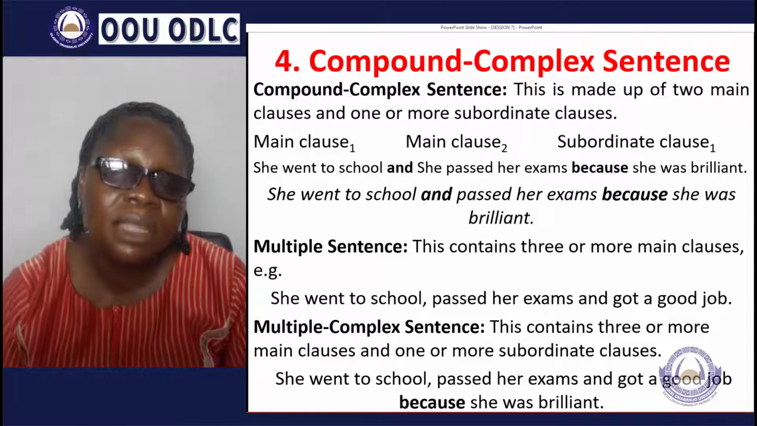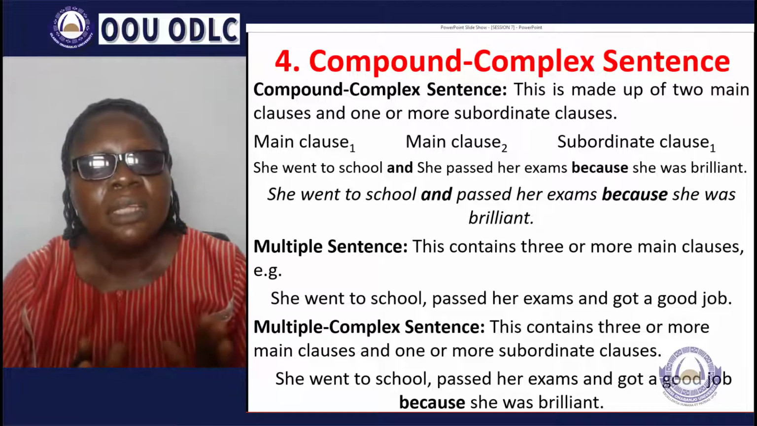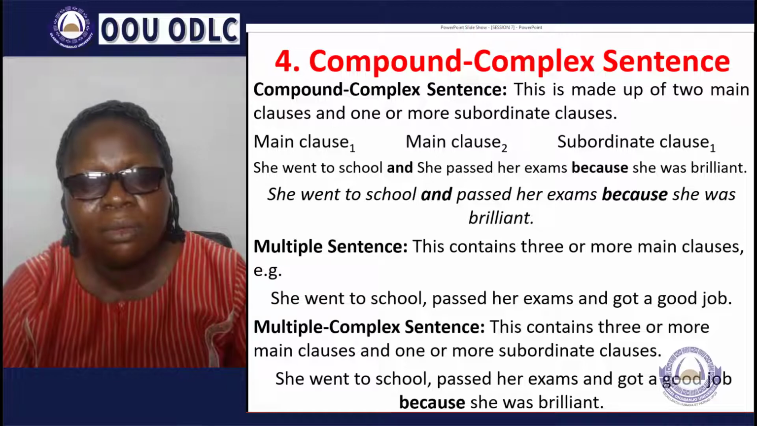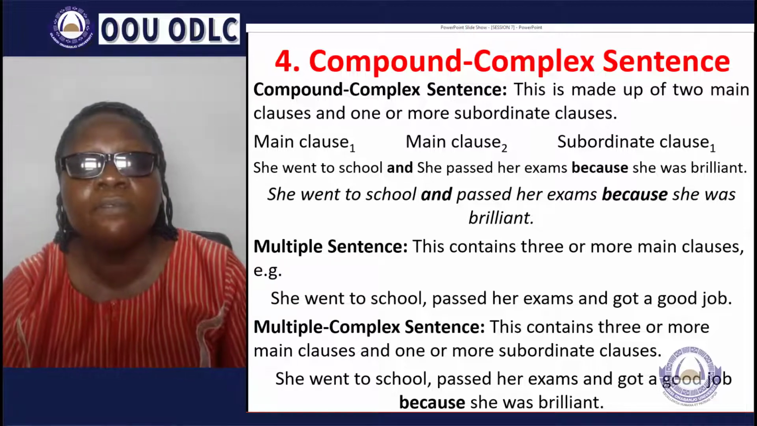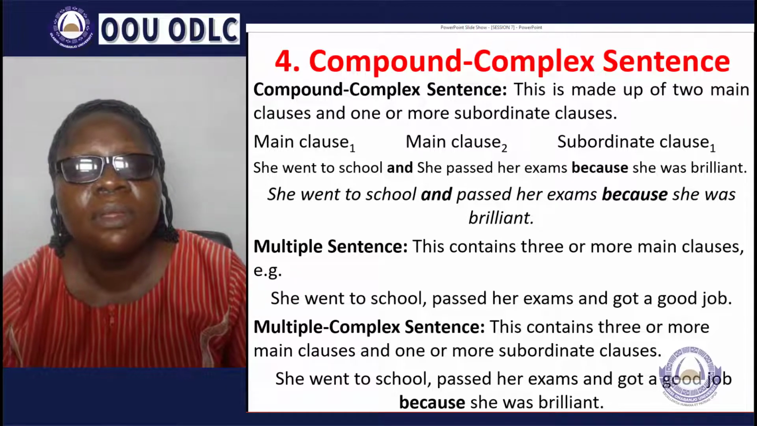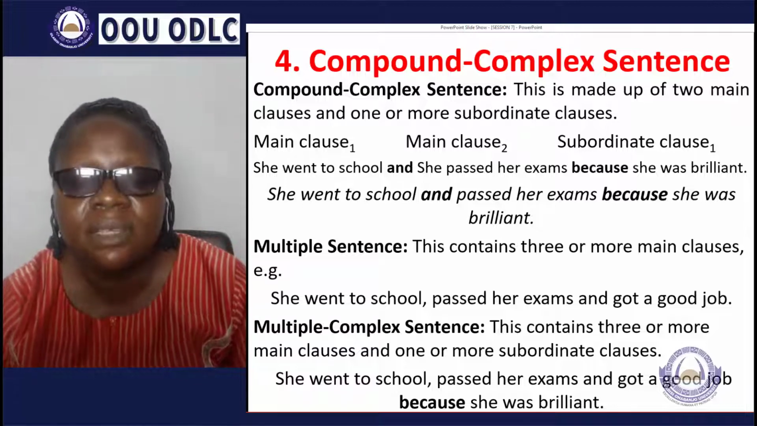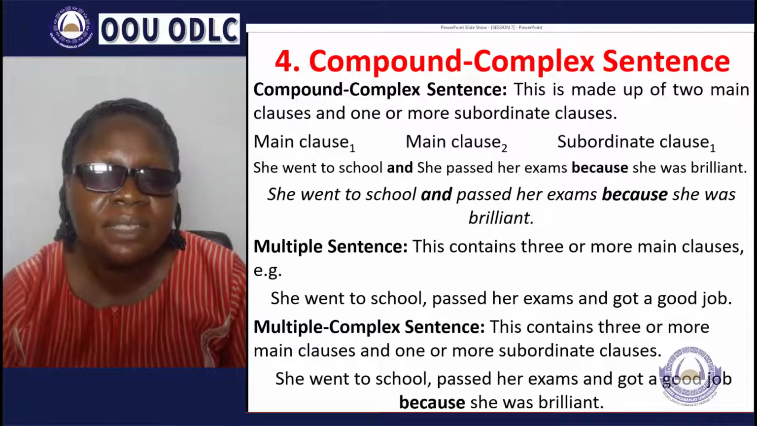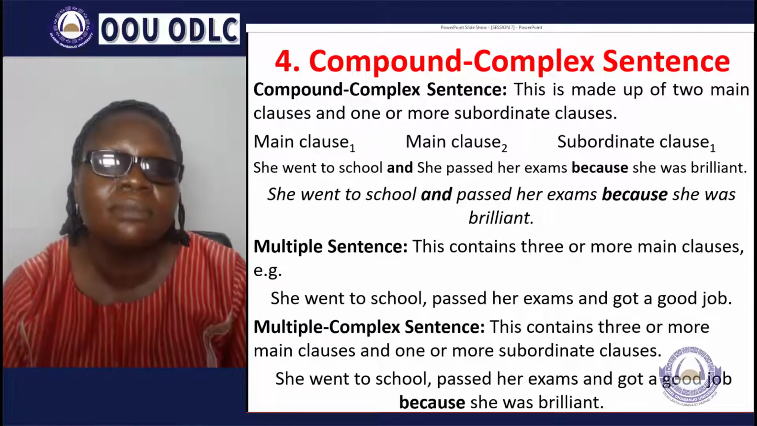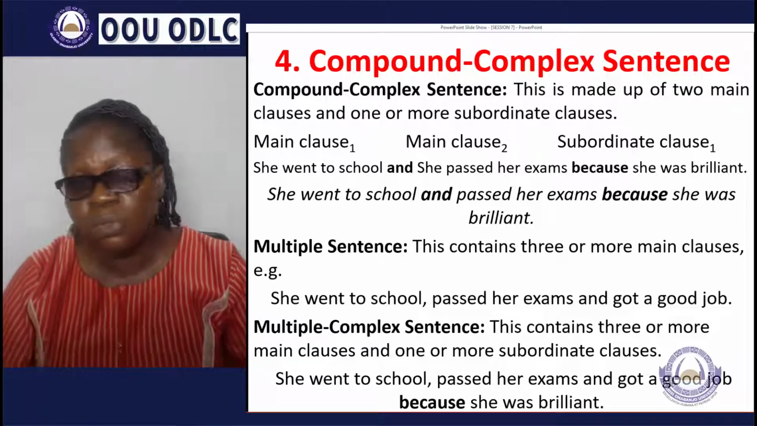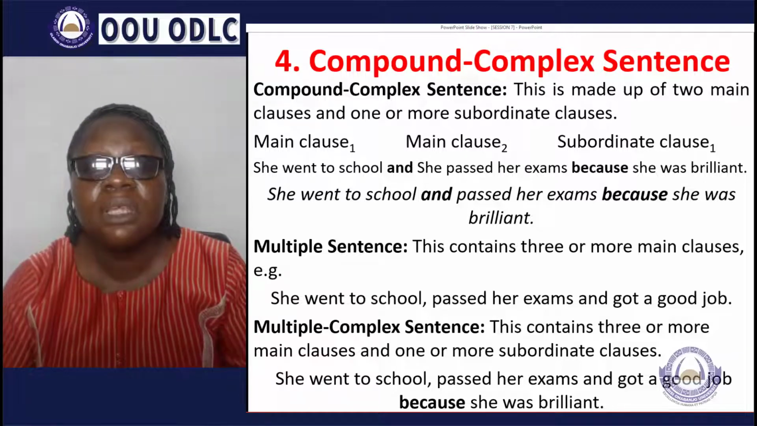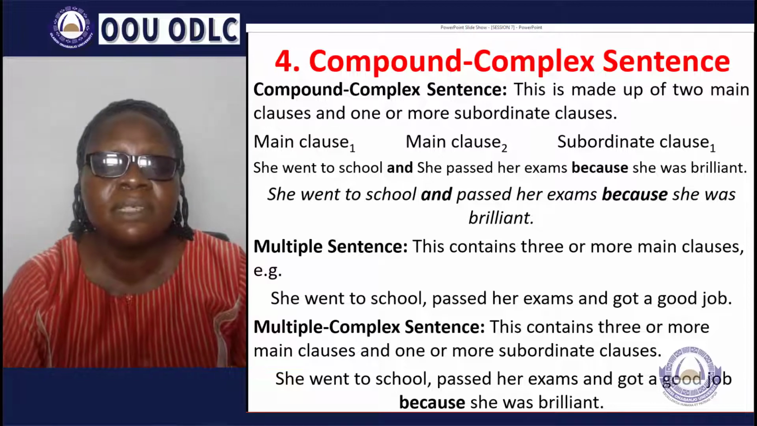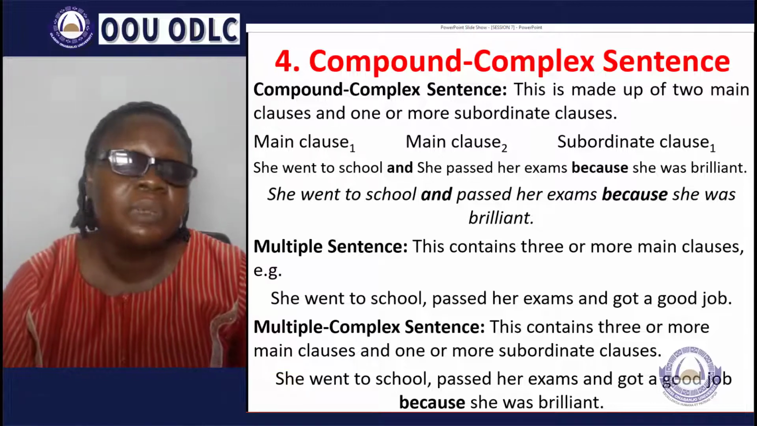The sentence, she went to school and passed her exams because she was brilliant, is a very good example of a compound complex sentence. This part, she went to school and passed her exams, takes care of the compound aspect of the sentence. That is the compound sentence. Now, because it is compound complex, there is the need for at least one subordinate clause. This subordinate clause could be more than one, but here we have one subordinate clause.